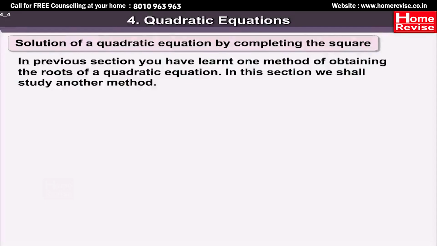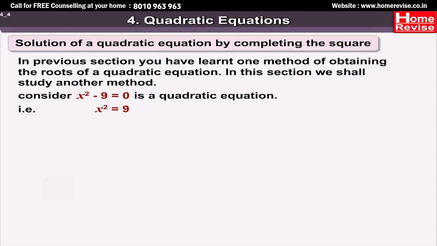In the previous section, you have learned one method of obtaining the roots of a quadratic equation. In this section, we shall study another method. Consider x squared minus 9 equal to 0, a quadratic equation. That is, x squared is equal to 9. Taking square roots, we get x is equal to 3 or x is equal to minus 3.